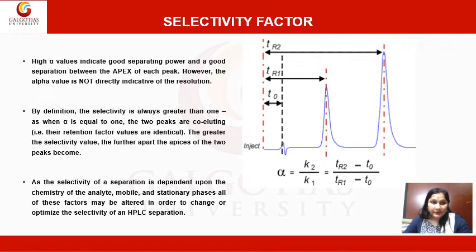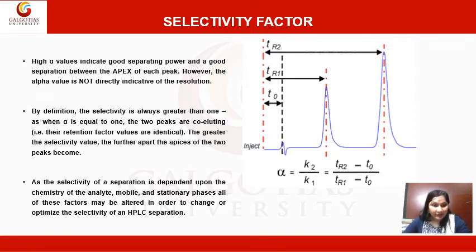High alpha values indicate good separating power and a good separation between the apex of each peak. However, the alpha value is not directly indicative of the resolution. By definition, the selectivity is always greater than 1, as when alpha is equal to 1, the two peaks are co-eluting. That is, their retention factor values are identical. The greater the selectivity value, the further apart the apex of two peaks become.